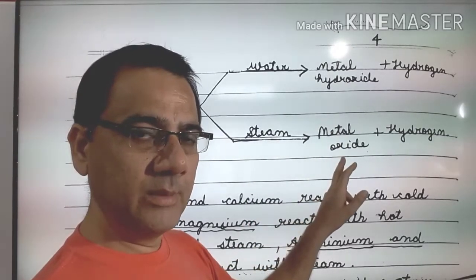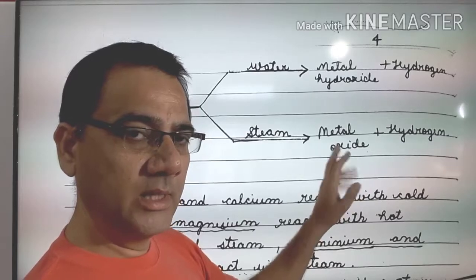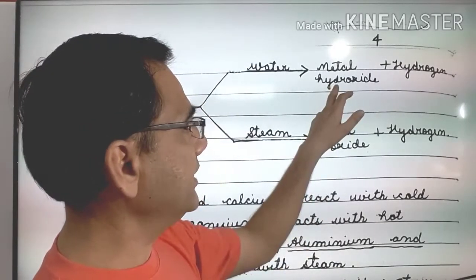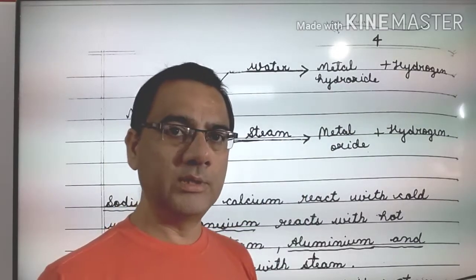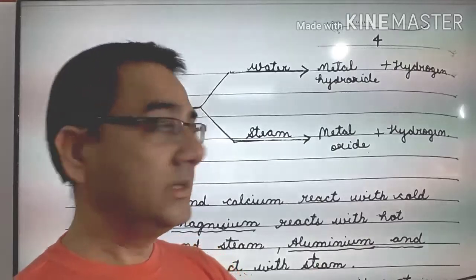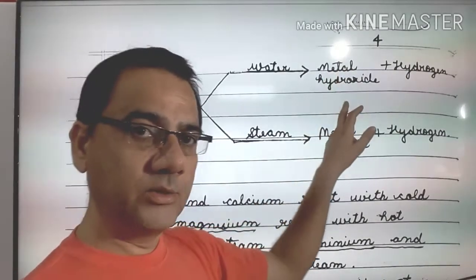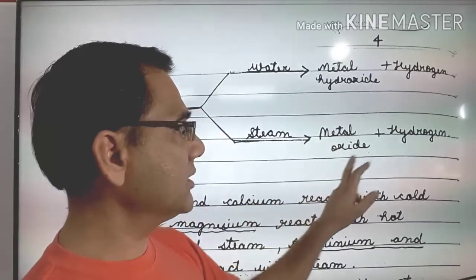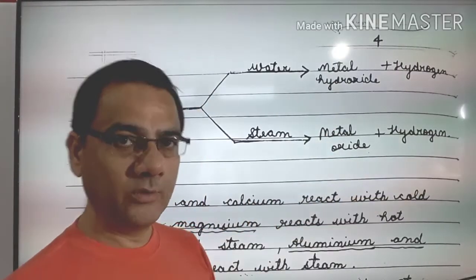There is a difference between metal hydroxide and metal oxide. Let me give an example, like magnesium hydroxide. So magnesium hydroxide is Mg(OH)2, or magnesium oxide is MgO. So if the metal reacts with the water, it forms metal hydroxide plus hydrogen, and if the metal reacts with the steam, it forms metal oxide and hydrogen. Now we go further.